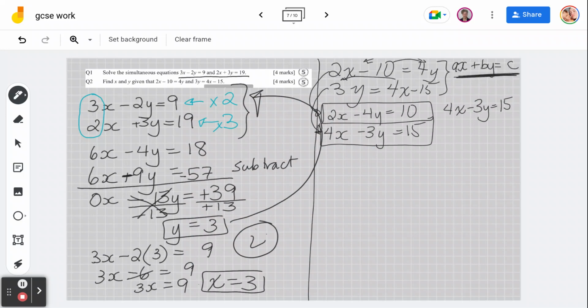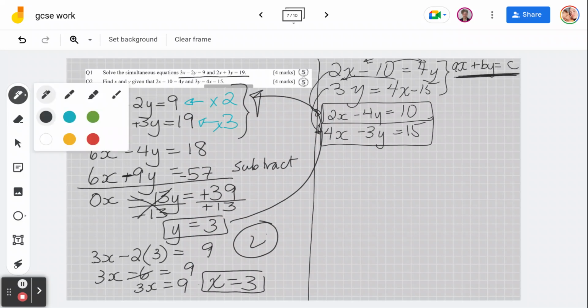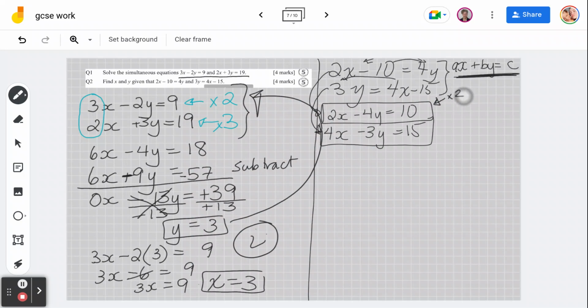Okay, I can see that if I multiply the first equation by 2, then I'm going to have 4x at the beginning. So I'm going to do that. I'm going to multiply this by 2. So now I have 4x minus 8y equals 20. That doesn't seem so bad. And then I have 4x minus 3y equals 15.